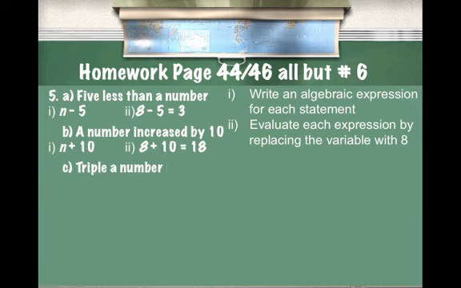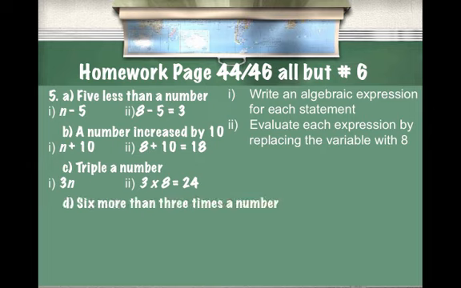Triple a number. Our algebraic expression would be 3n. I replace n with 8. 3 times 8 equals 24. 6 more than 3 times a number. Here, 3n plus 6 is our algebraic expression. Replace n with 8. 3 times 8 plus 6 equals 30.